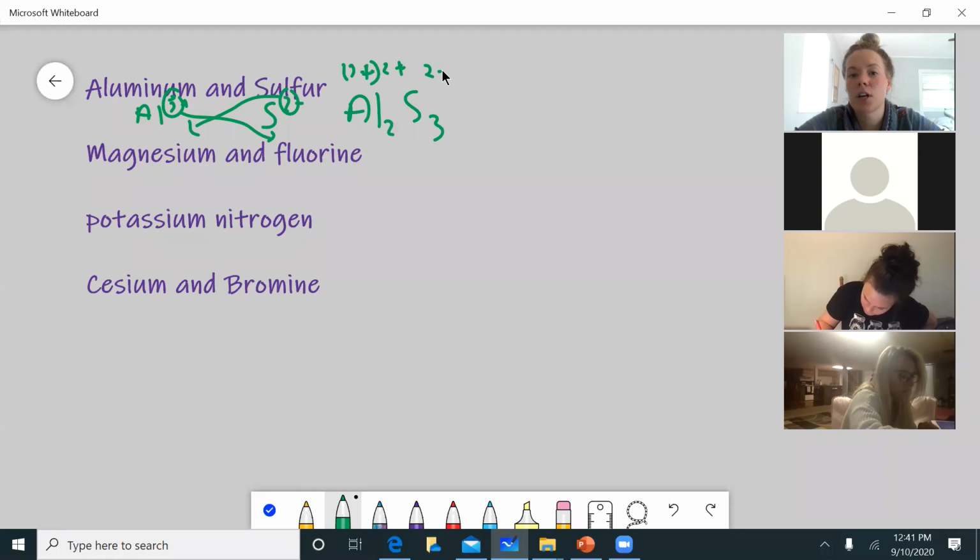Sulfur is a 2- charge, and you have 3 of them. So this overall equals 0, charge neutral. You don't have to check it every time, but just to get an idea.